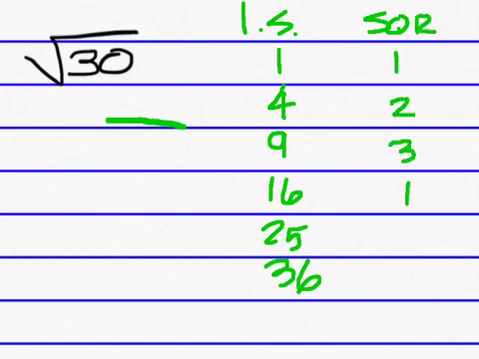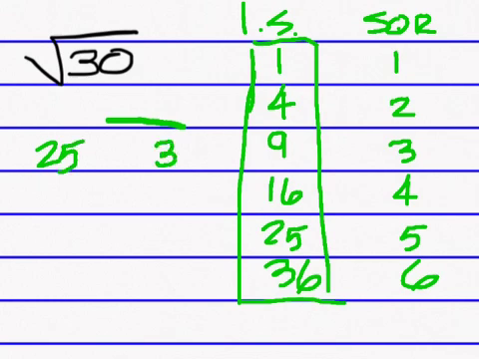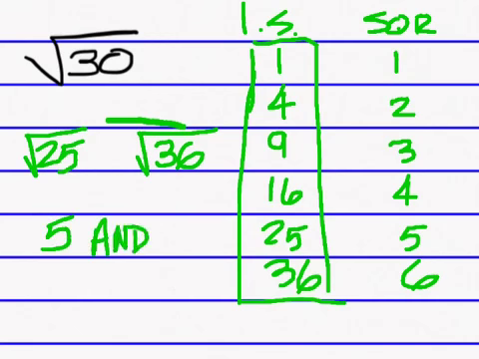1, 2, 3, 4, 5, and 6. In other words, what number do you multiply by itself to get 1? That would be 1, and so on for 2, 3, 4, 5, and 6. Which of these perfect squares does 30 fall between? 25 and 36. So you go back and find the square root of 25, which is 5, and the square root of 36 is 6.